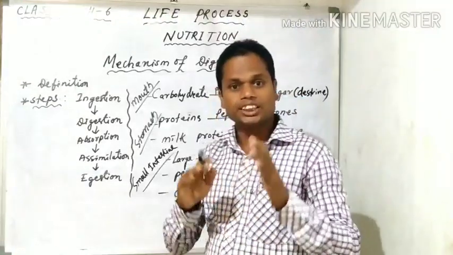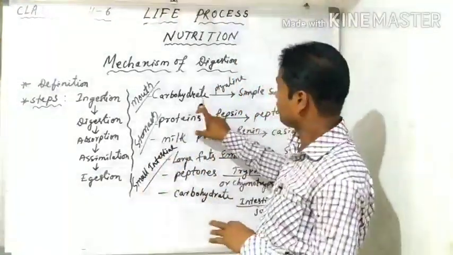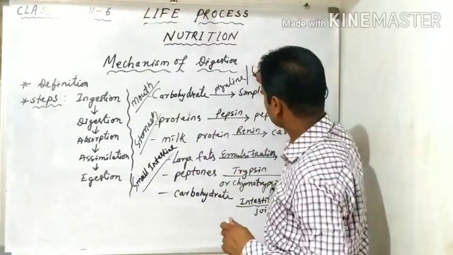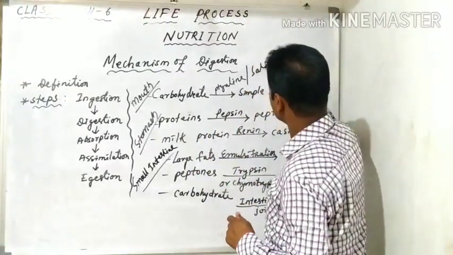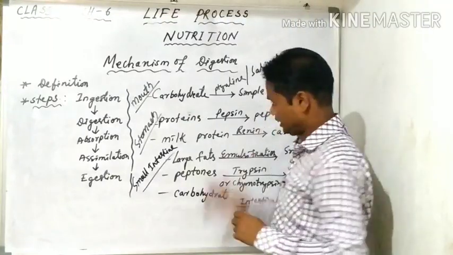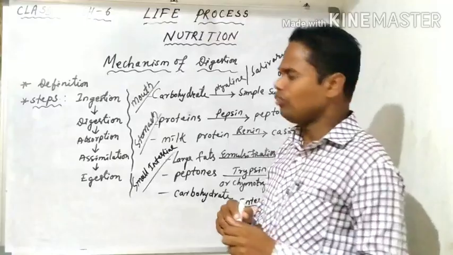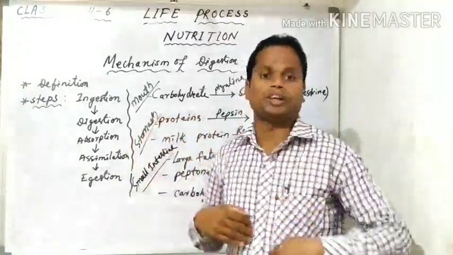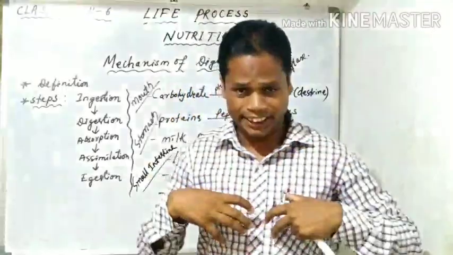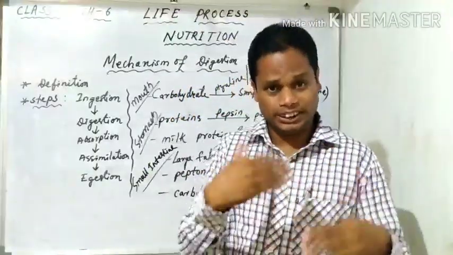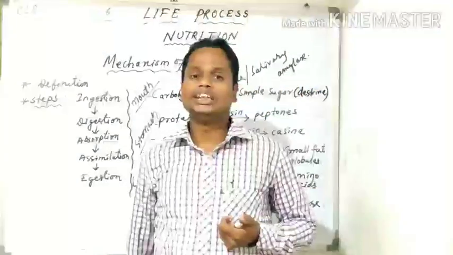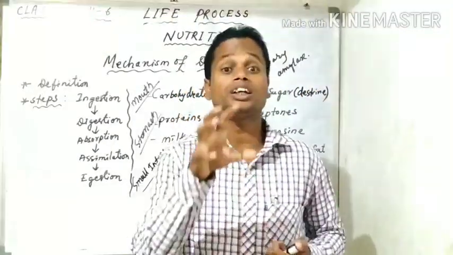Dextrine is converted from carbohydrate by the action of ptyalin or salivary amylase. That's all. Now, food comes to the stomach. There is no digestion process in the esophagus. Directly in the stomach, the second step of digestion will occur. I told you, in the stomach, the food is called chyme.